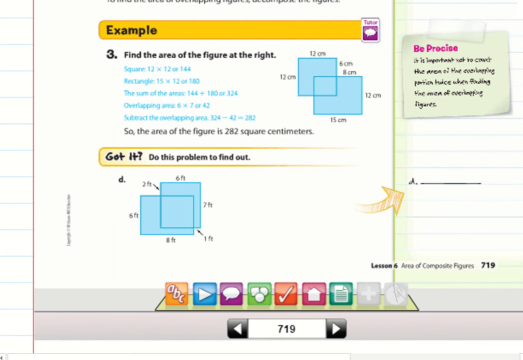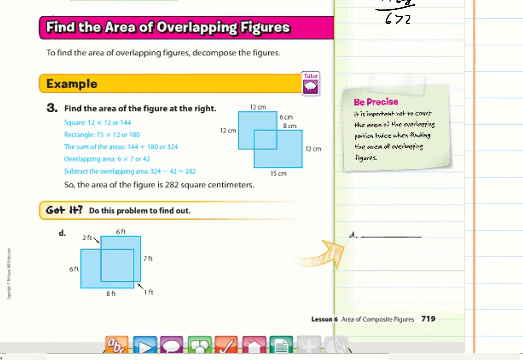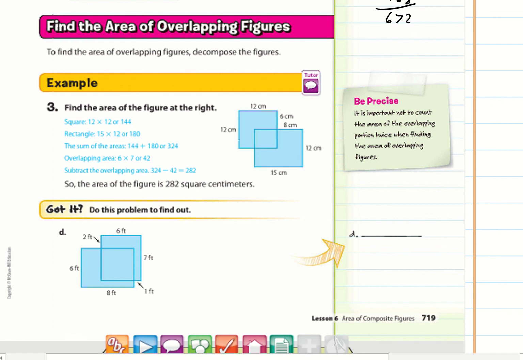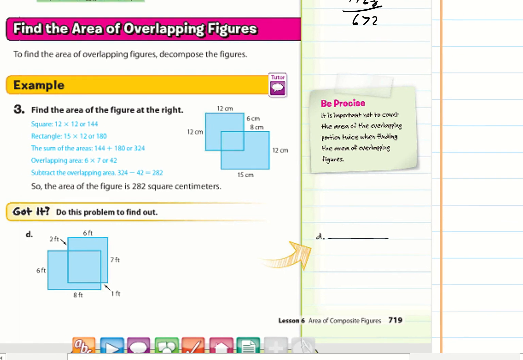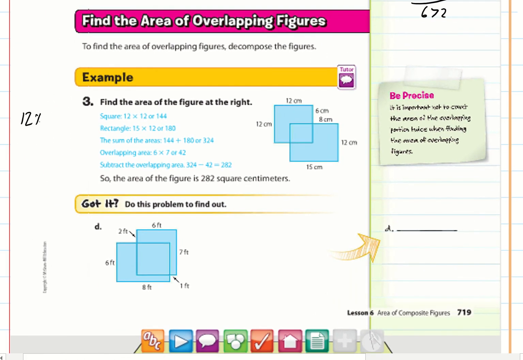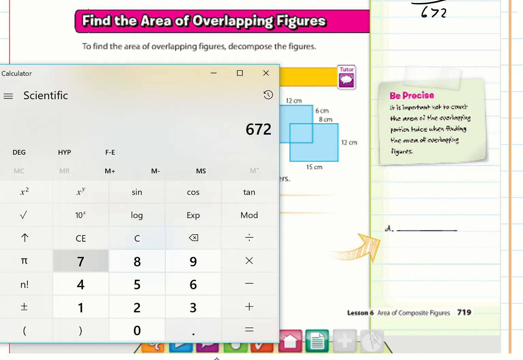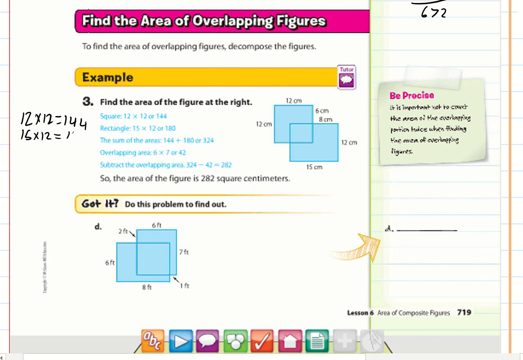Find the area of the figure to the right. So to find the area of overlapping figures, what I'm going to do is take the area of both shapes. So my top square is 12 by 12, and that's going to be 144. My bottom square is 15 by 12. 15 times 12, of course the answer is already in the book, is 180. So if I add these together, my final area of both shapes is 324.